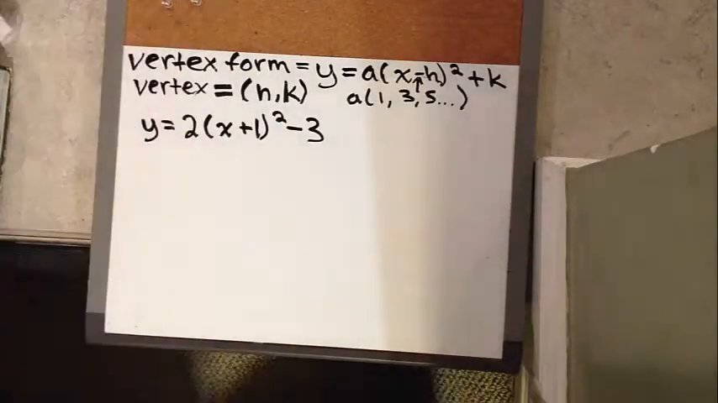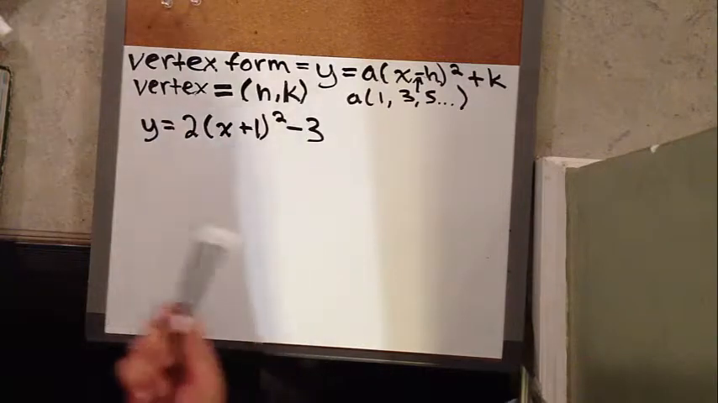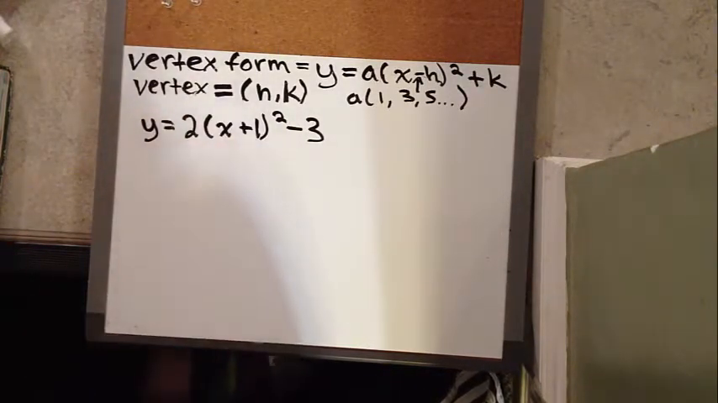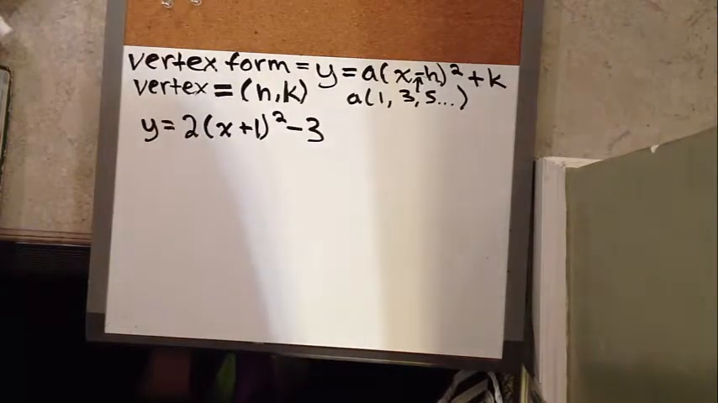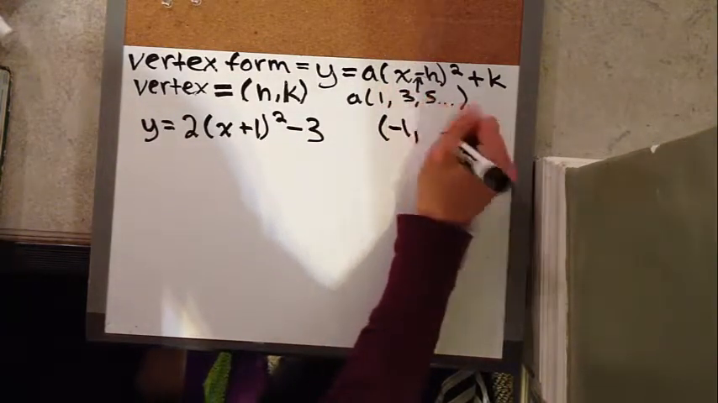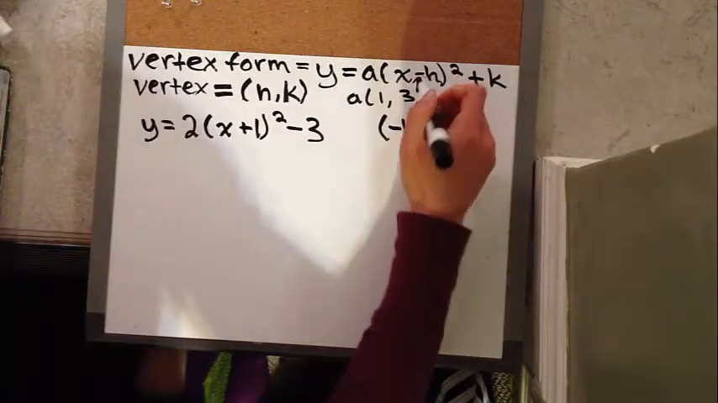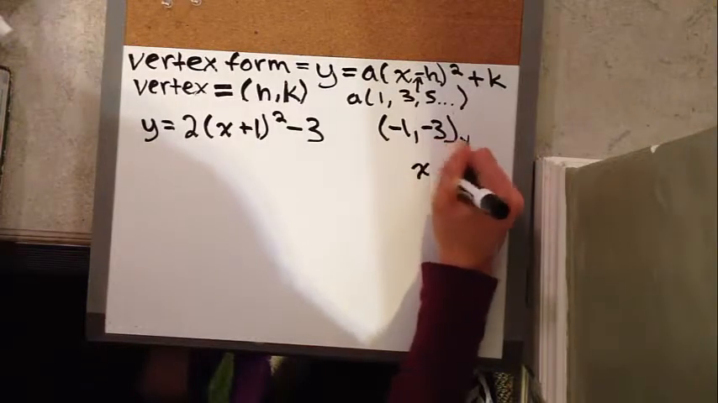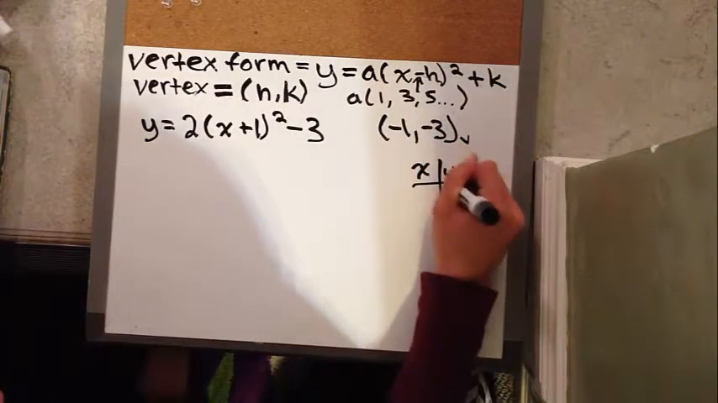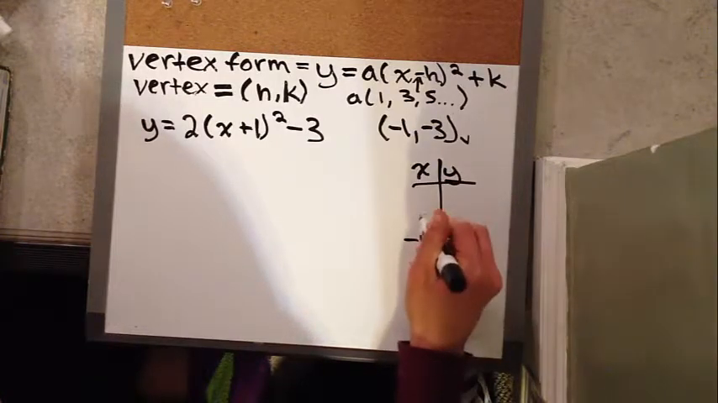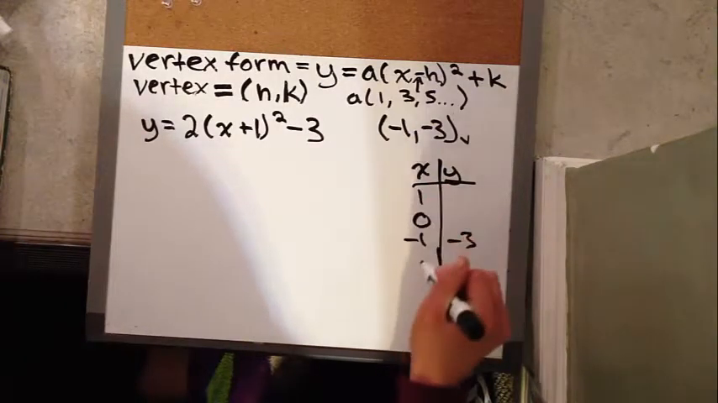The next vertex form practice problem we'll be doing requires a little bit more work than the first problem because the a is unequal to 1, but not much more work. It's still very simple. So first thing we do is we find the vertex. So (h, k) is negative 1, negative 3, negative 1 because remember to flip the sign for the h. Now we plug it into our xy table, negative 1, negative 3.